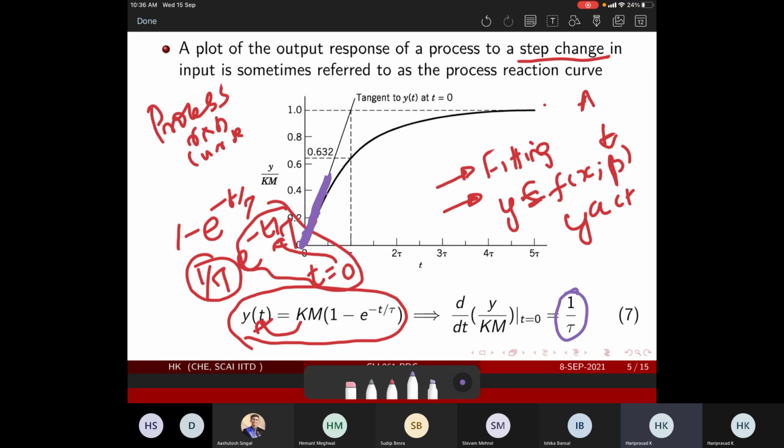You can also get it by means of 0.632 times how the process varies. But one more way is to just calculate the slope at the initial stage. And if you are not sure which one is correct, you take the average of both. You calculate the time when the process reaches 63%, which is the tau, and also look at the slope and calculate 1 by tau, from which you again calculate tau, and you take the average. That would be a more accurate value of tau.